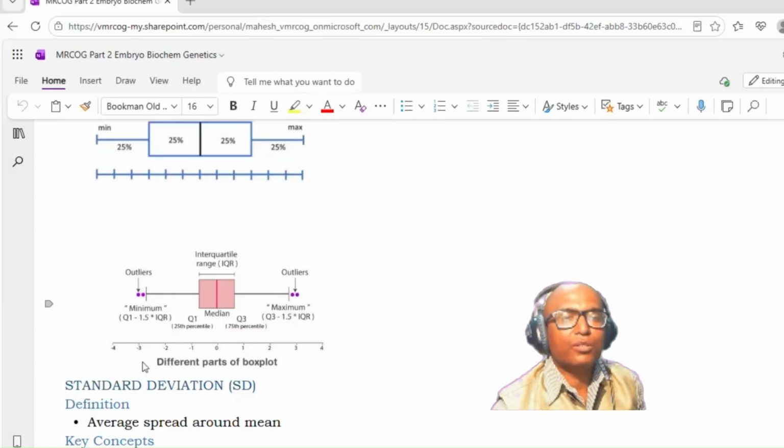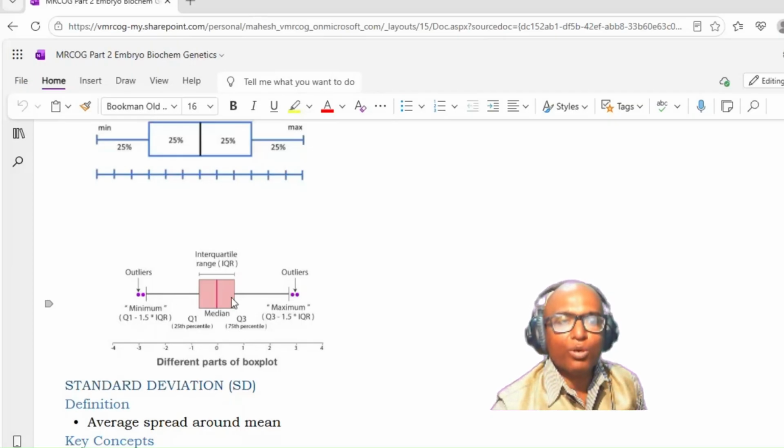See, here they have given the extent of the whisker: Q1 minus 1.5 times the IQR. This is the interquartile range, Q3 minus Q1. Suppose here it is 20 and here it is 40. Then 40 minus 20 is the interquartile range, and you take 1.5 times the IQR. So that will be 30. You will go 30 on this side. That will be the minimum range of the whisker.